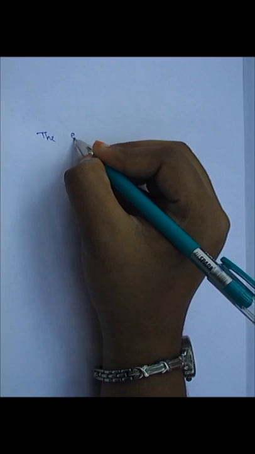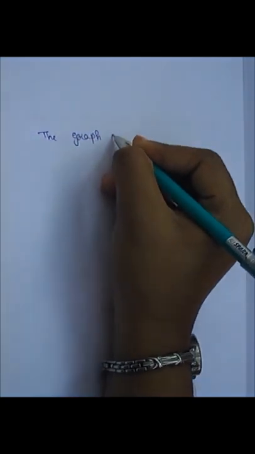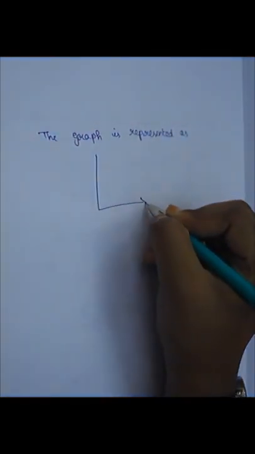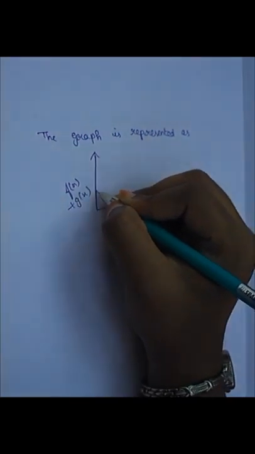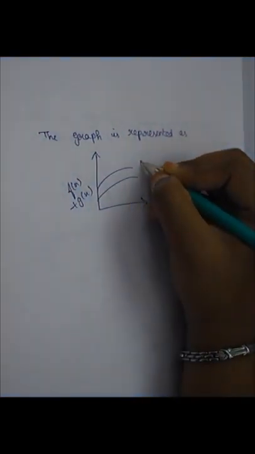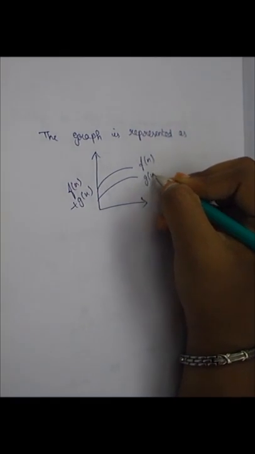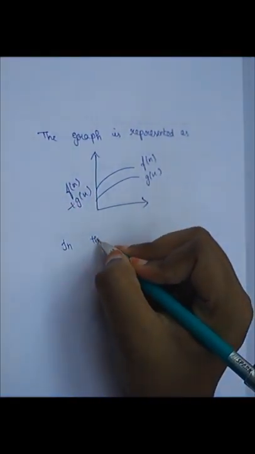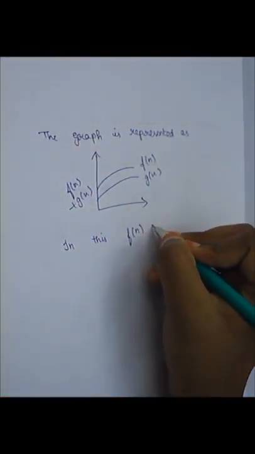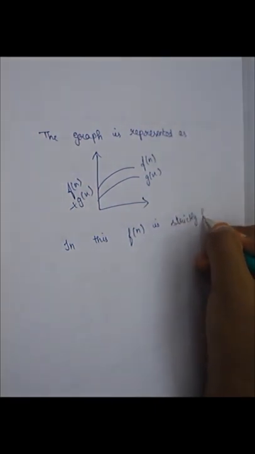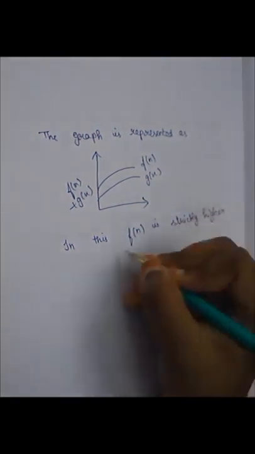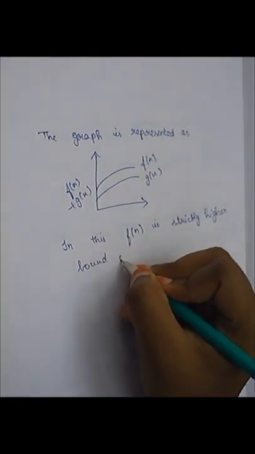and the graph is represented as f of n and g of n, like this. In this, f of n is strictly higher bound of g of n.